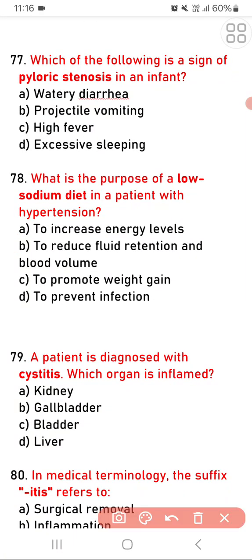Which of the following is a sign of pyloric stenosis in an infant? Projectile vomiting. What is the purpose of a low sodium diet in a patient with hypertension? To reduce fluid retention and blood volume. A patient is diagnosed with cystitis. Which organ is inflamed? Bladder.